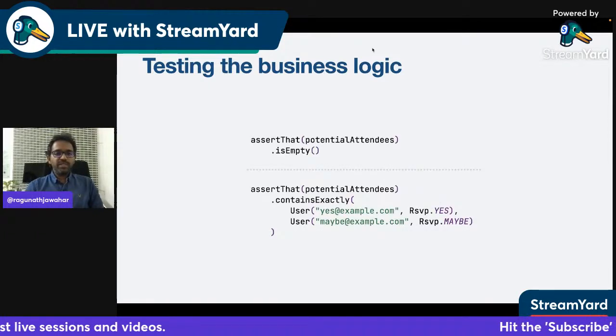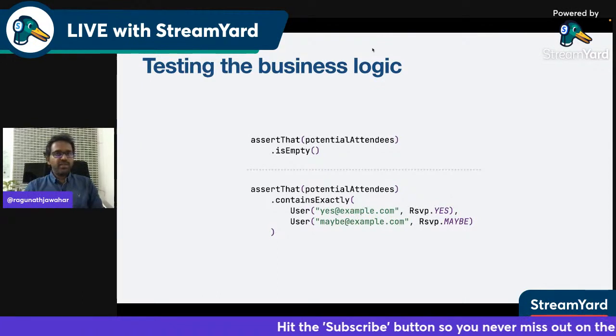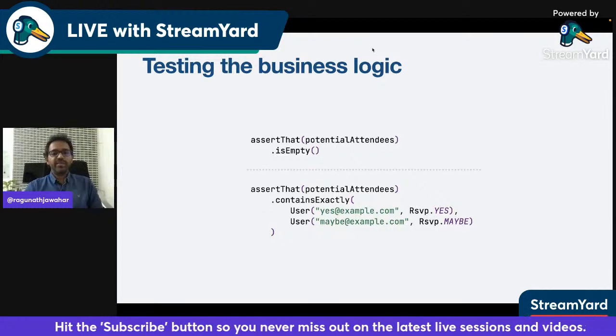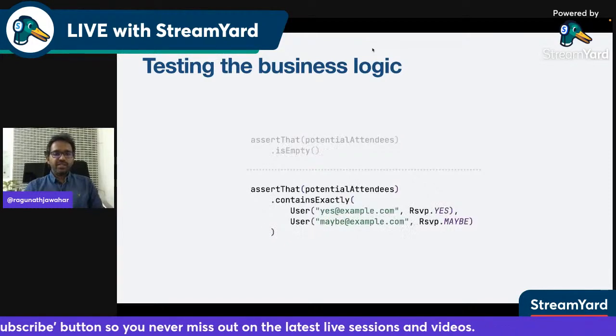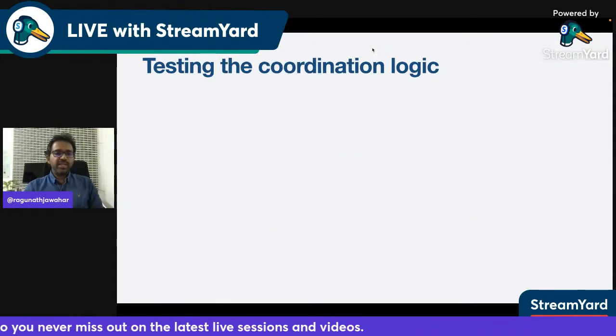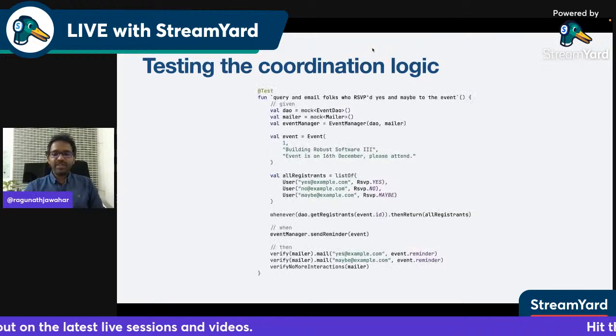So testing the business logic. This is how it looks, right? It's pretty much the same thing. We have one assert statement, and all of the business logic can be tested with just this one assert statement, right? It's just different variations, but it's just one assert statement. And testing the coordination logic is going to look like this, right?